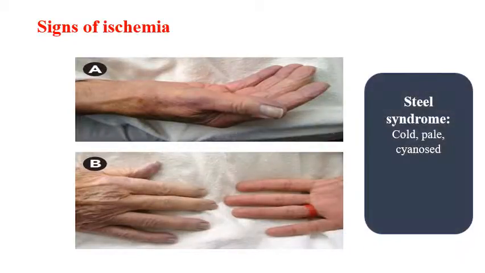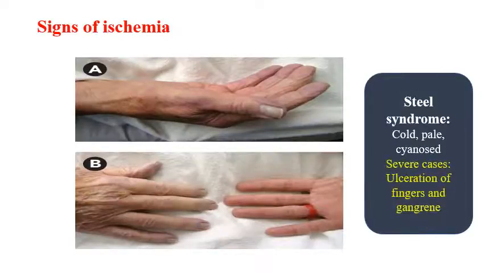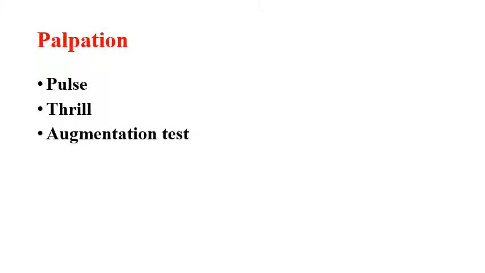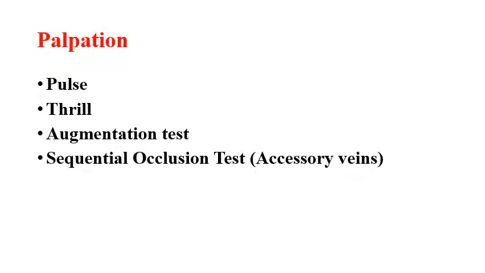Now we have finished the items of the inspection. After the inspection, we will have to know the palpation and auscultation. For the palpation, we have to palpate for the pulse, if there is thrill or not, and to do the augmentation test for the patient. These are the items of palpation.